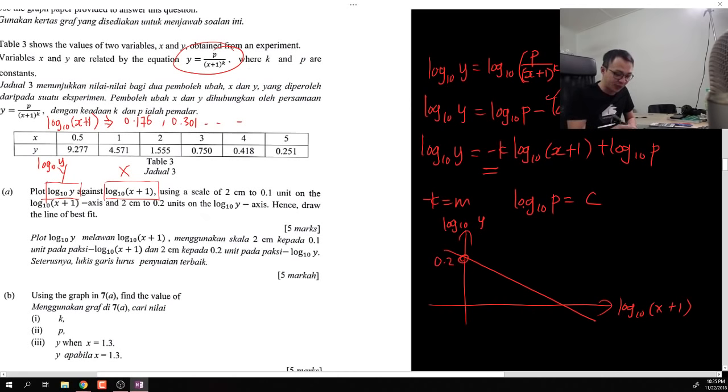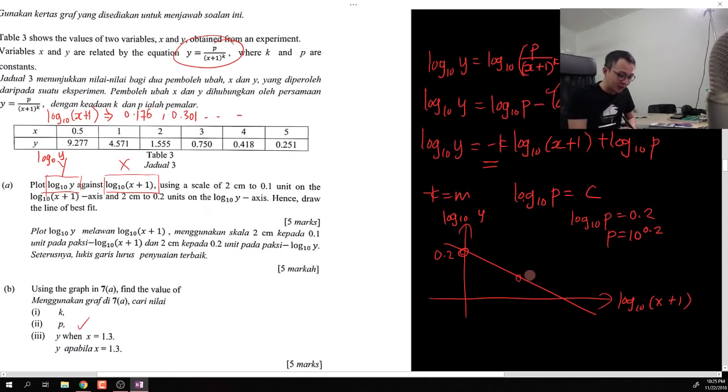Let's say it's 0.2. Then you want to find the p, because here asks you to find the p, right? Then I will just do something like log 10p equals 0.2. Then p equals 10 power of 0.2. Then you type in the calculator. And then how to find the k? For k, you need to find 2 points on the graph here. And then you use the gradient formula, y2 minus y1 over x2 minus x1. Then you change the m into the negative k, because negative k is your gradient, right? Then you solve this one, you will get your k value.